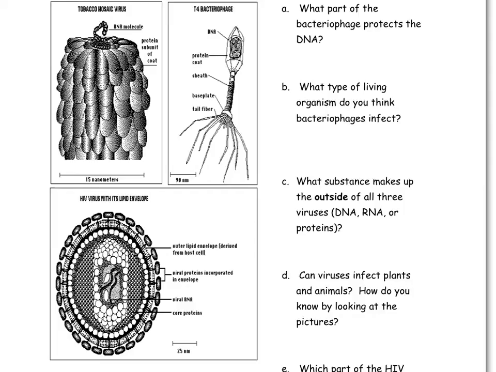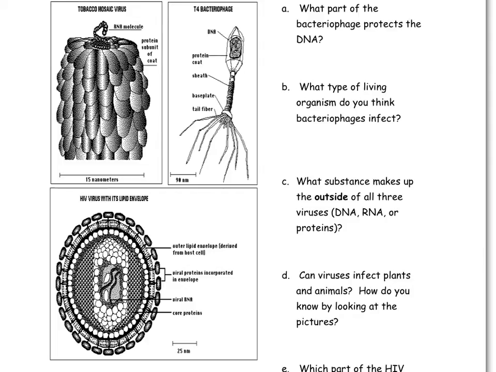We have one here, it's the tobacco virus, so obviously that would infect plants. We have something called a bacteriophage, which would be a virus that infects bacteria. And we also have an HIV virus, which we know HIV only infects animals. Now, what I hope you notice here about the viruses is that they have a couple things in common. They all have some sort of genetic material inside of them.